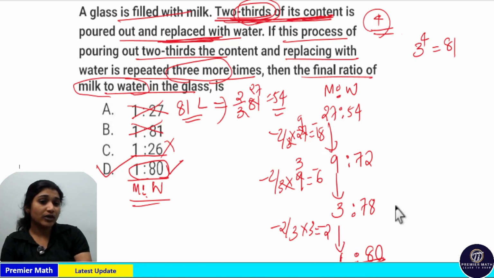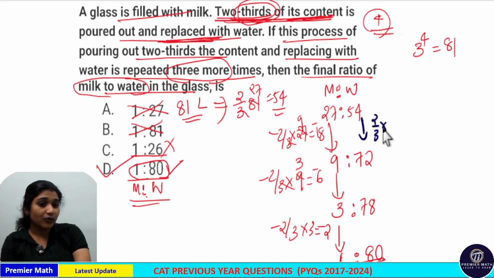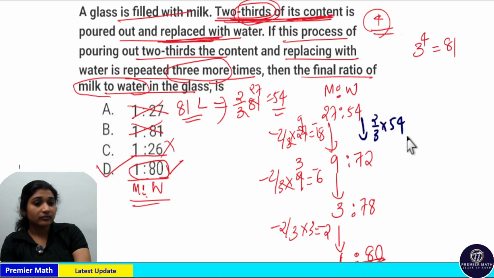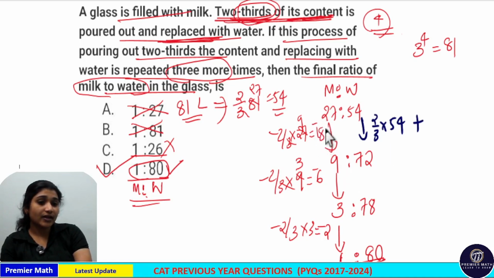Now, if you want more concept, when you are taking out 2 by third of the mixture, you are taking out 2 by third of milk, which is 18 liter, and you are taking out 2 by third of the water, which is 2 by third of 54. Now, you can see you have already taken out 18 liter and 36 liter, total 54 liter. So, you have to add 2 by third of total mixture, that is 54.